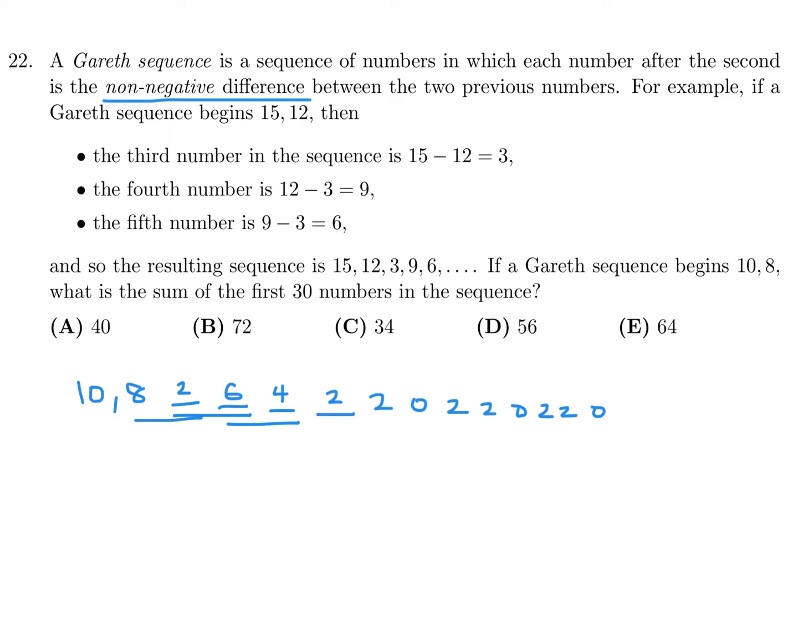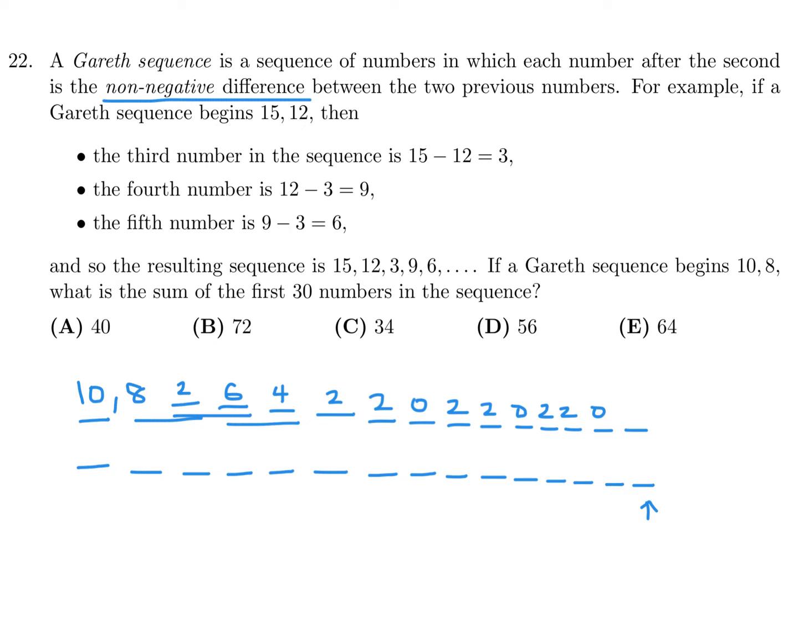Okay, so I get a pattern here. First of all, let me put in 30 dashed lines. So 1, 2, 3, up to 30. Okay, I'm going to stop here. I just did that so I know when to stop. So it looks like it repeats 2, 2, 0, 2, 2, 0, 2, 2 like that. Got it? So either you just repeat it or just do it manually, up to you.